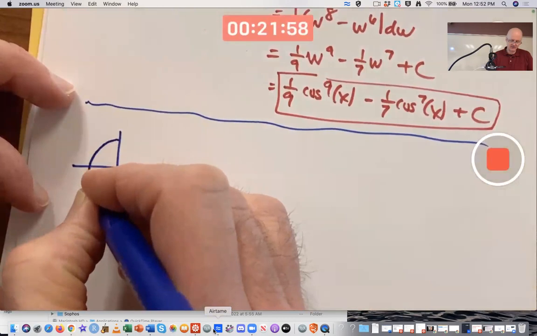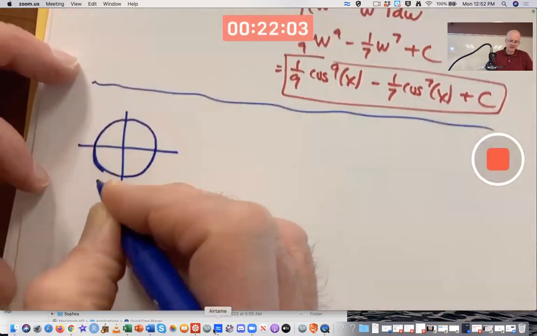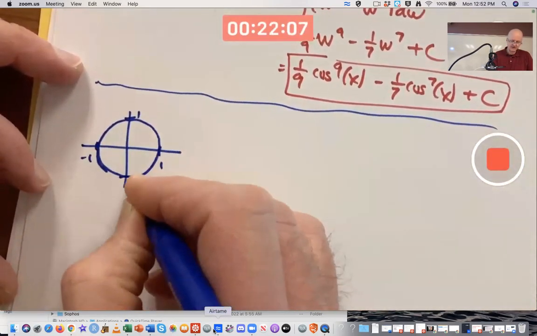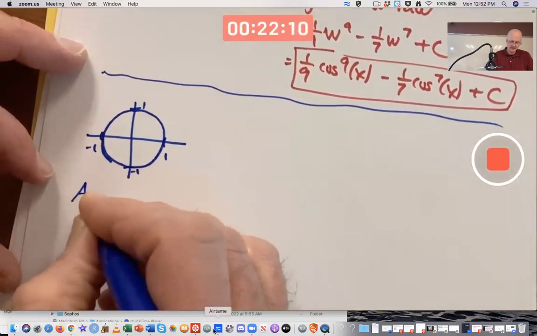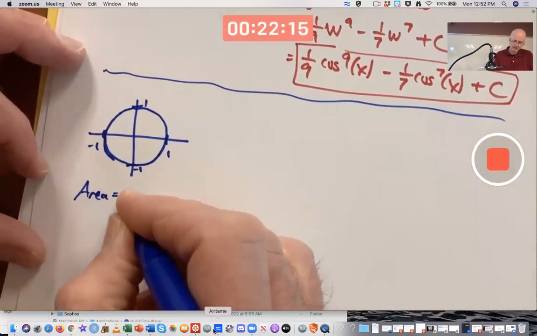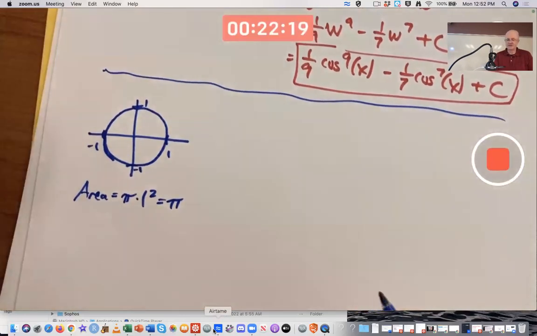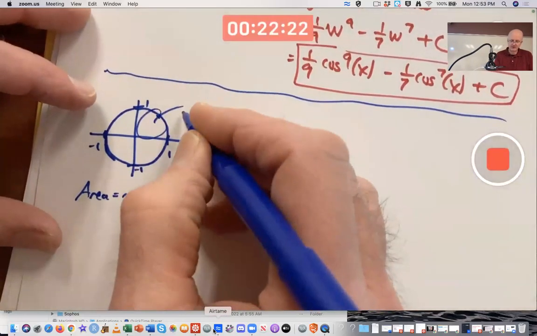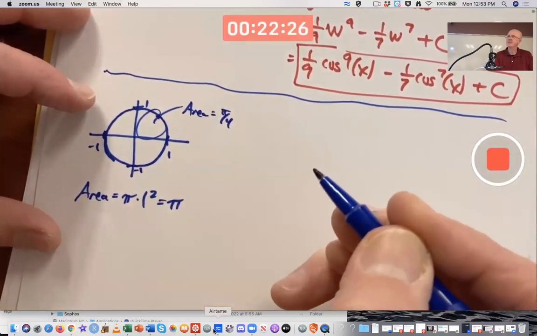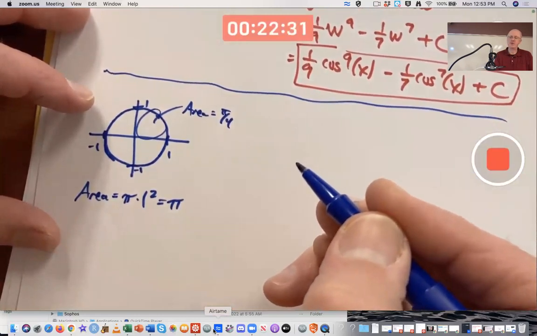So here's the unit circle. Its area, we know, since the area of a circle is pi r squared, would be pi times 1 squared, which is pi. That would be equivalent to showing that the area of a quarter of the circle is pi over 4. Let's do that. Let's show the area of a quarter of a circle is pi over 4.